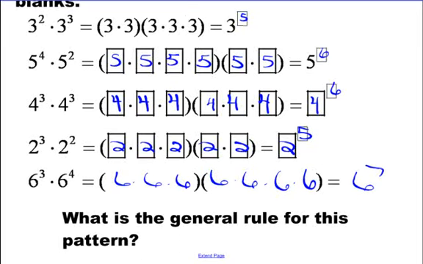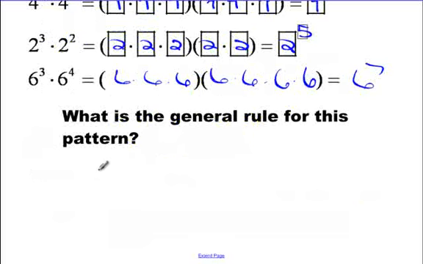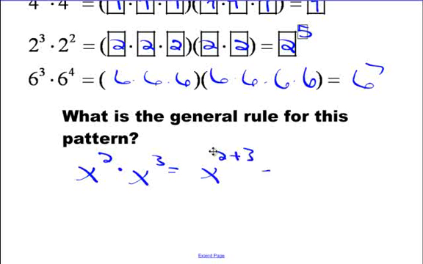So what's the general rule? Obviously you wouldn't have to go back and count all these each time. If we take a quick look and study those exponents, what am I doing with my exponents to get the final exponent? Hopefully you're seeing the pattern. If I have x squared times x to the third, we're going to get x to the 2 plus 3, which is x to the fifth.